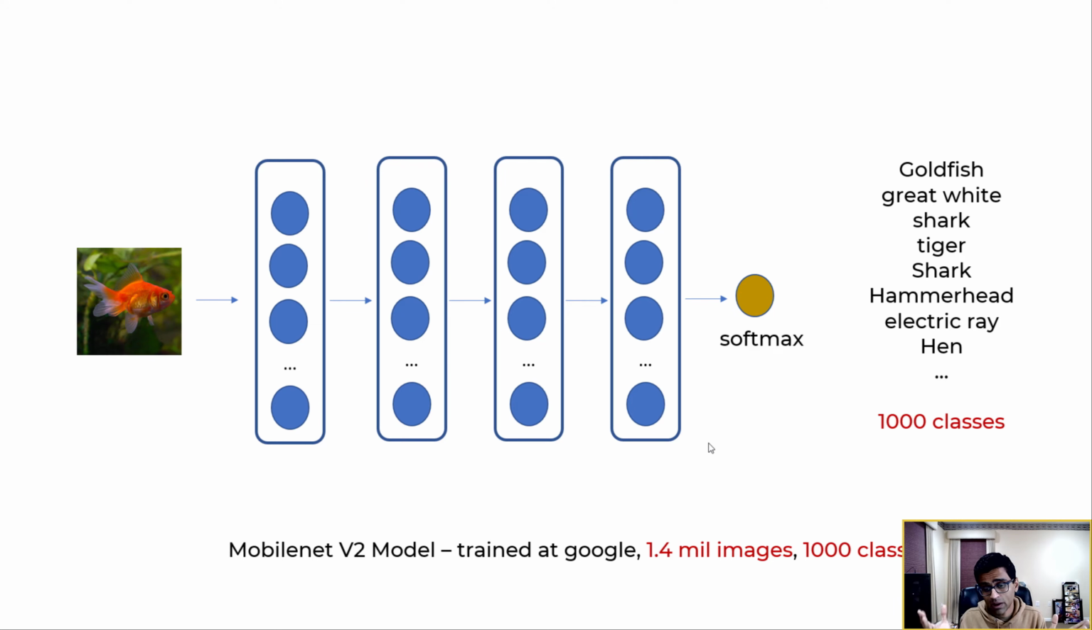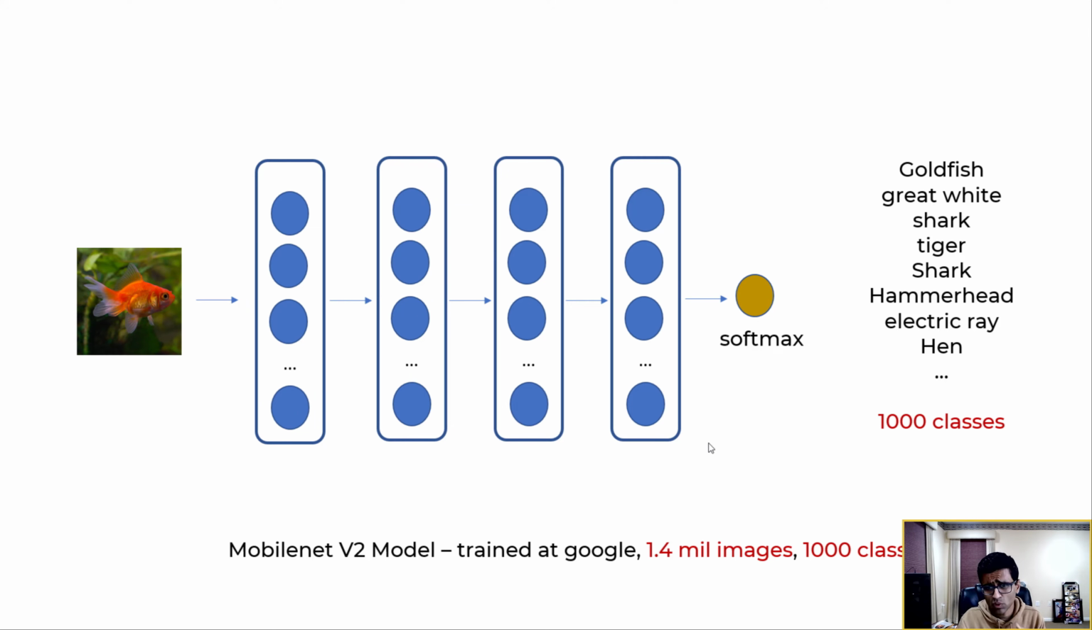You can see 1.4 million images is a pretty huge dataset. And the output is 1000 classes. And these classes are a little diverse. You know, you have a goldfish, shark, some animals, then hammerhead, military uniform. So it's not just animals, it's animals and some other objects, total 1000 classes.